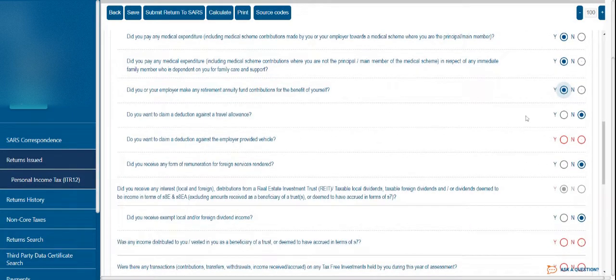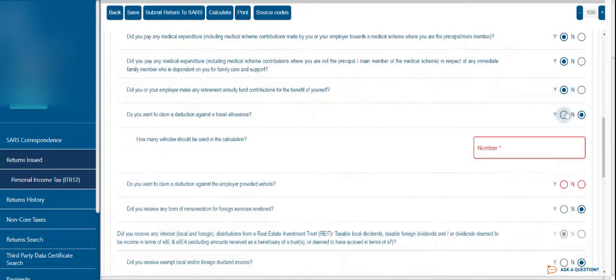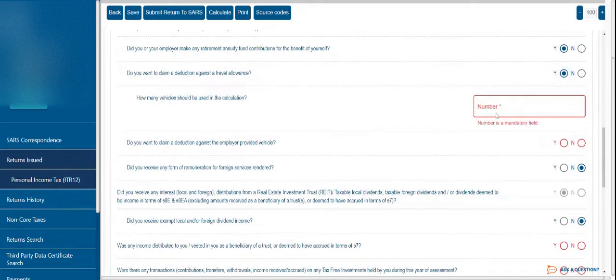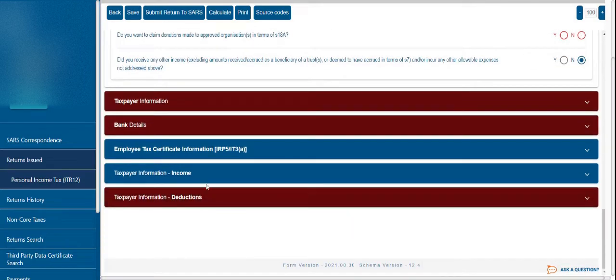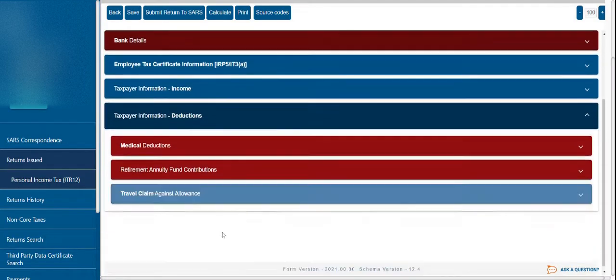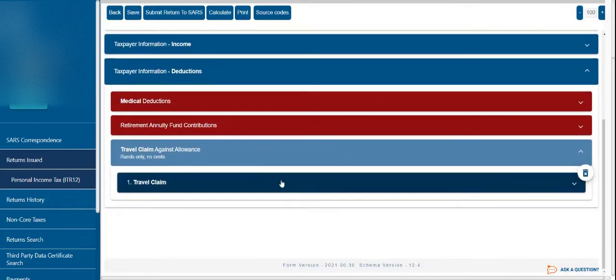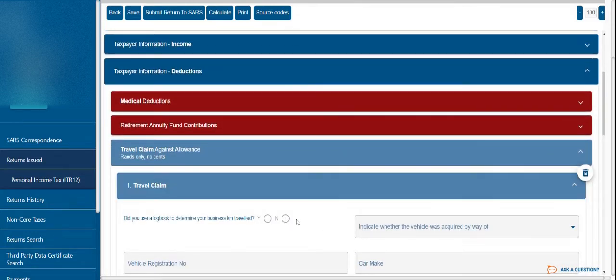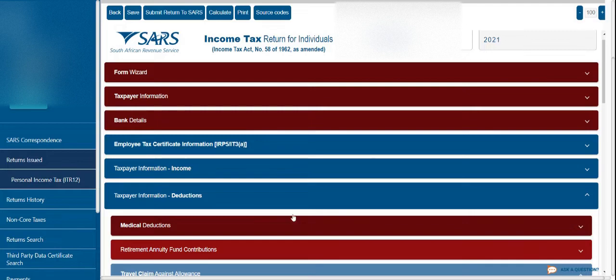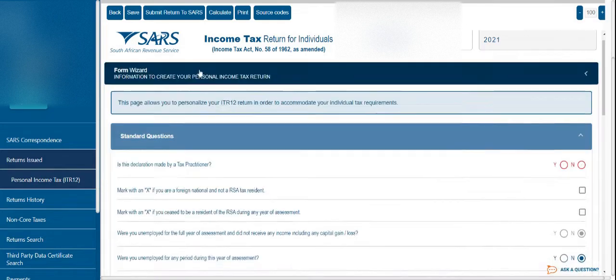And for deduction of a travel allowance, you might say yes here, and you can enter in your vehicles, but if you don't have a specific code that allows for that travel allowance, then you will not be able to actually claim. As you can see here, it's grayed out. So even though you ticked yes there, you can't actually claim travel because you didn't receive that specific code on your RP5 to claim. Okay, so then we go back to the form wizard.